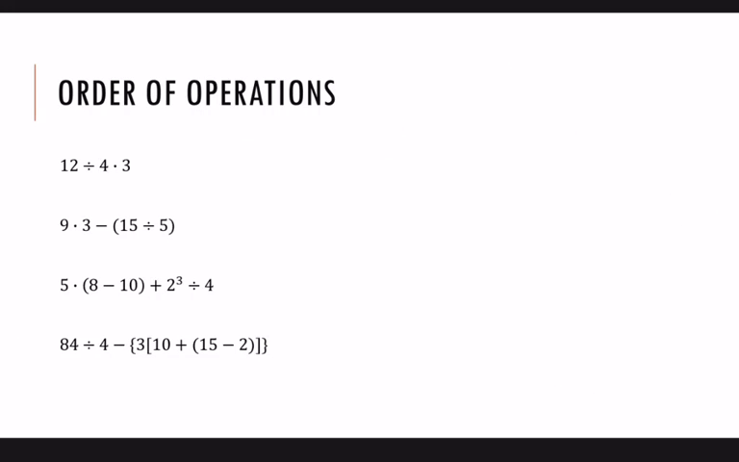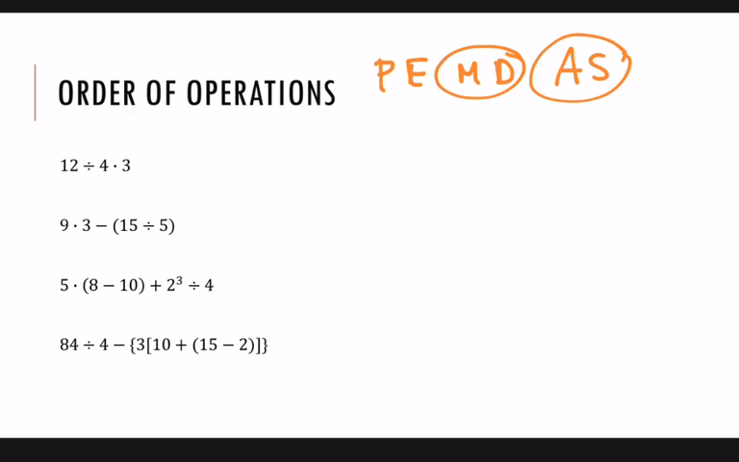Okay, so let's try it out. Pause if you'd like to try these out, and then we'll go over the answers. Okay, 12 divided by 4 times 3. No parentheses, no exponents. Then we have multiply and divide, and add and subtract. From left to right, we'll do all the divisions and multiplications. So the correct answer here, do the division first. 12 divided by 4 is 3. And then 3 times 3 is 9.